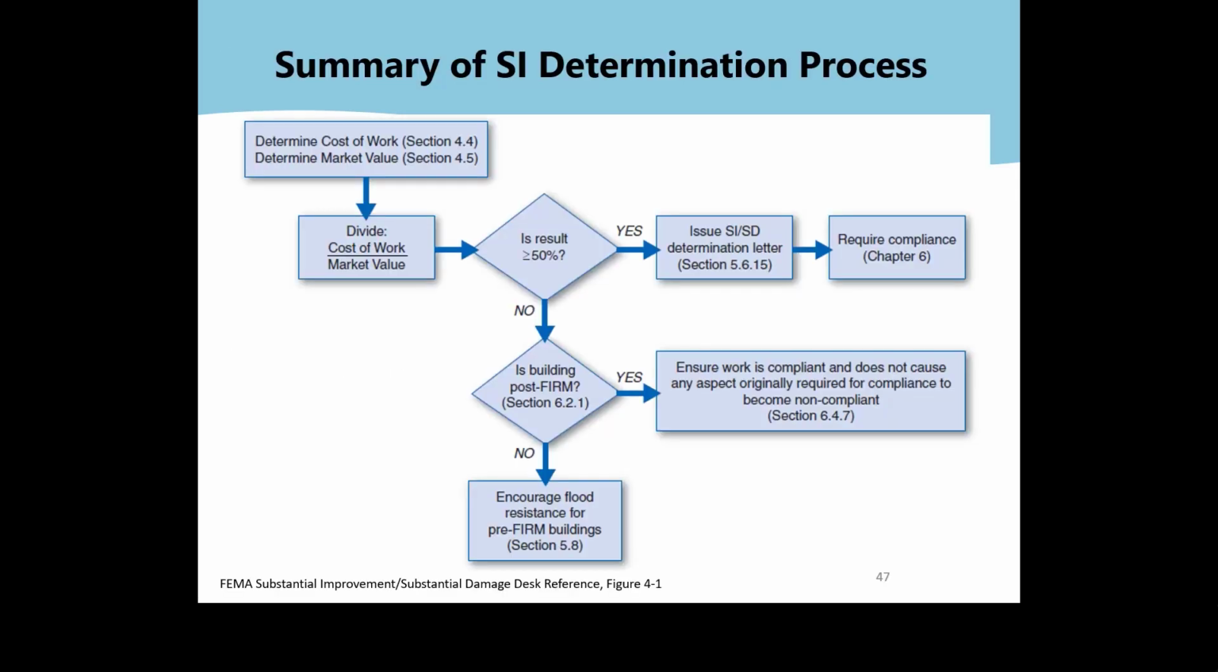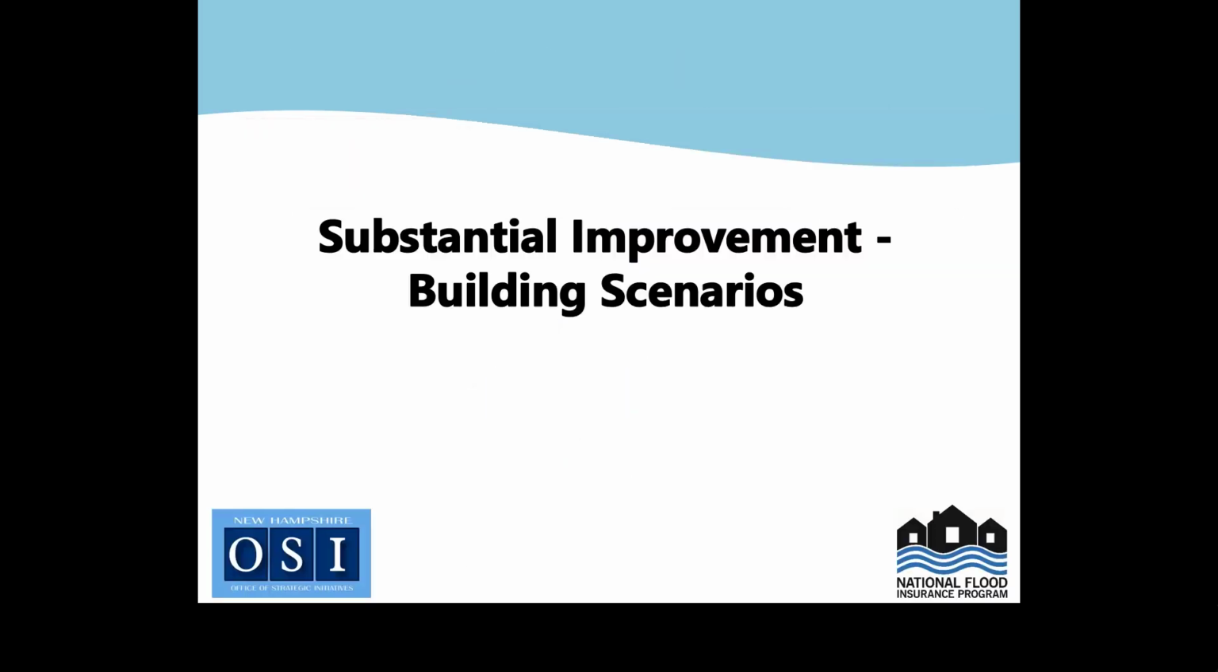So this is just a good flow chart of kind of what I just described. You're looking at the cost, you're dividing it by the market value, what happens when it's greater than 50%, what happens if it's less than 50%. So it kind of works you through that process. Again, this comes from the desk reference. I use that desk reference all the time in answering questions about substantial improvement. It has a lot of detail, so I encourage you to take a look at that. And with that, I am going to turn it back over to Samara, who will go over some of the scenarios.